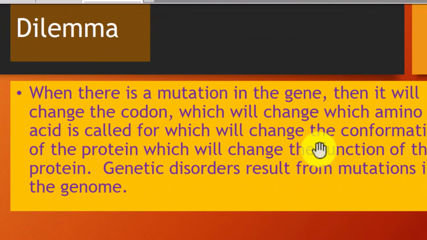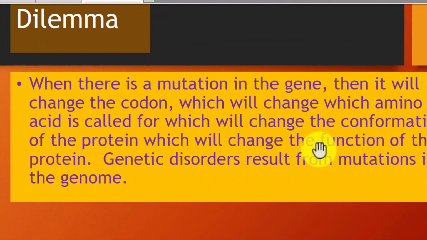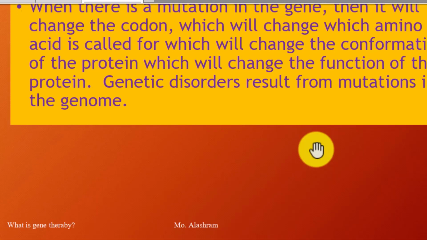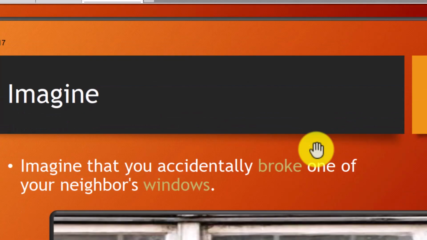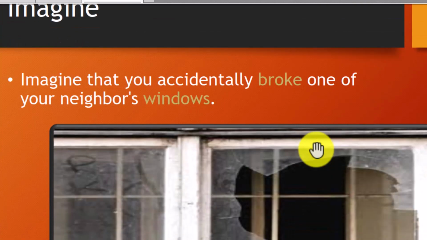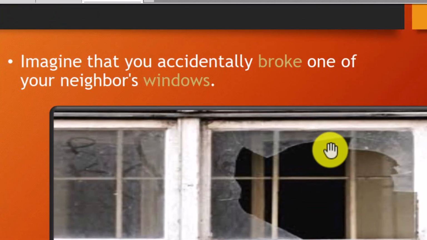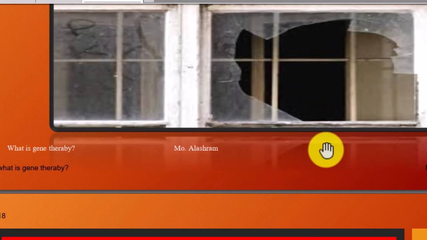When there is a mutation in the gene, it will change the codon, which will change which amino acid is called for, which will change the conformation of the protein, and this protein's function will be altered. The genetic disorder results from mutation in the genome.